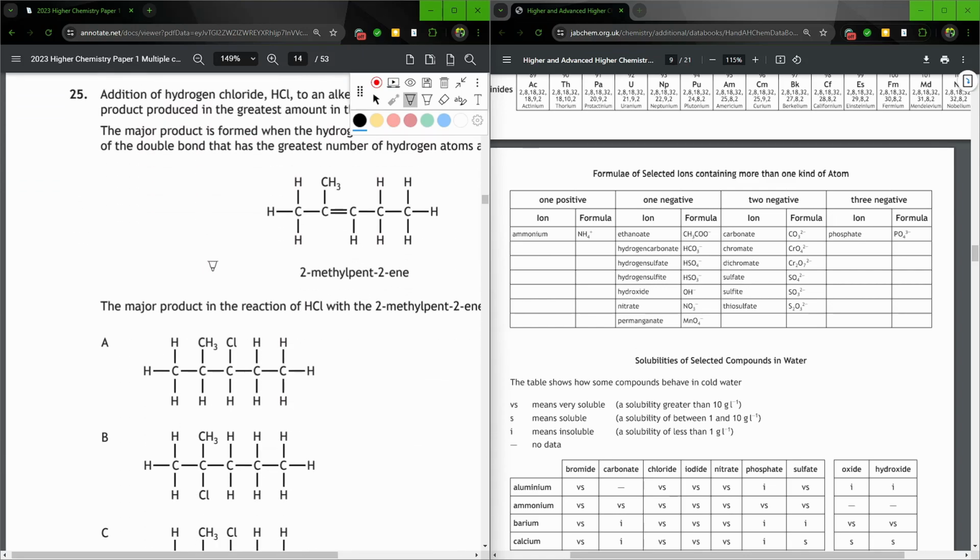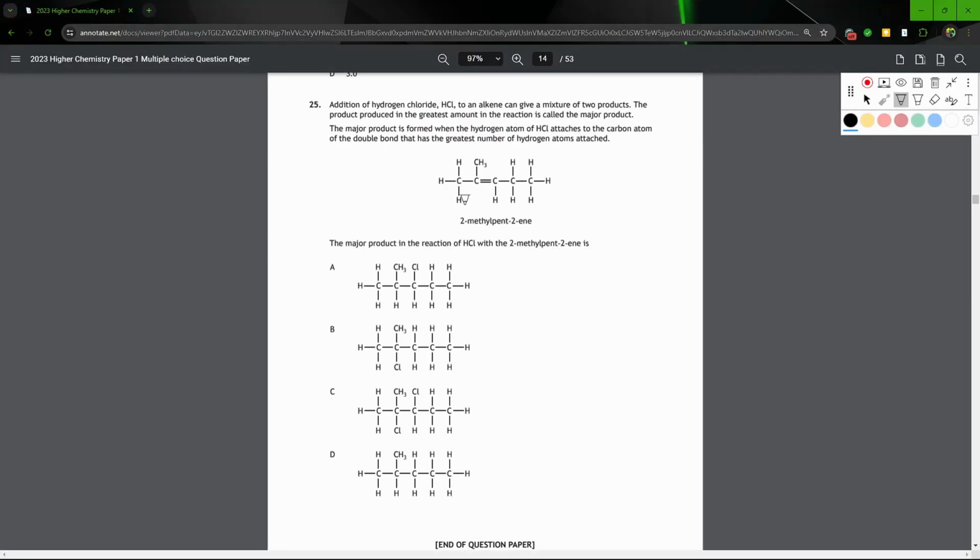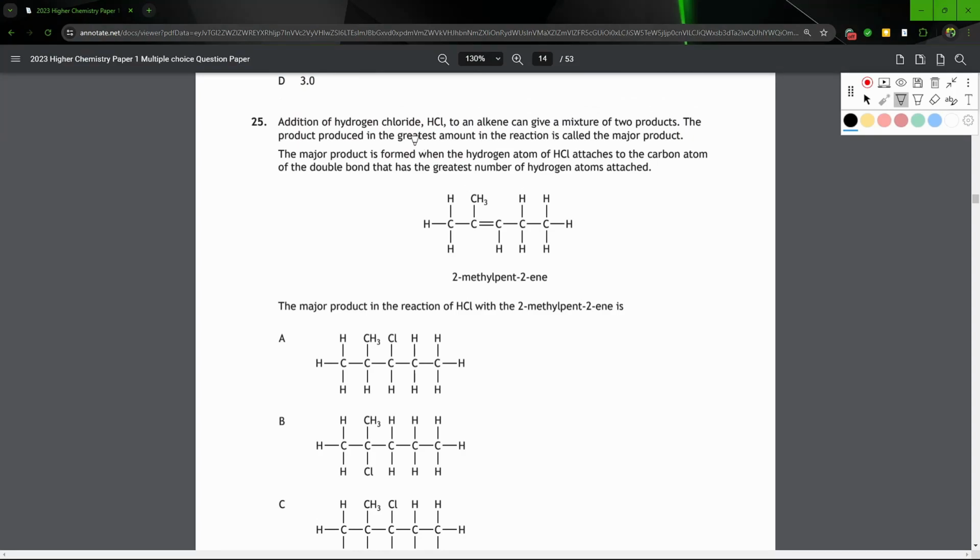0.5. And last question: addition of the hydrogen chloride HCl to an alkene can give a mixture of 2 products. The product produced in the greatest amount in the reaction is called the major product. The major product is formed when the hydrogen atom of HCl attaches to the carbon atom of the double bond that has the greatest number of hydrogen atoms attached. The major product in the reaction of HCl with 2-methylpent-2-ene is what?